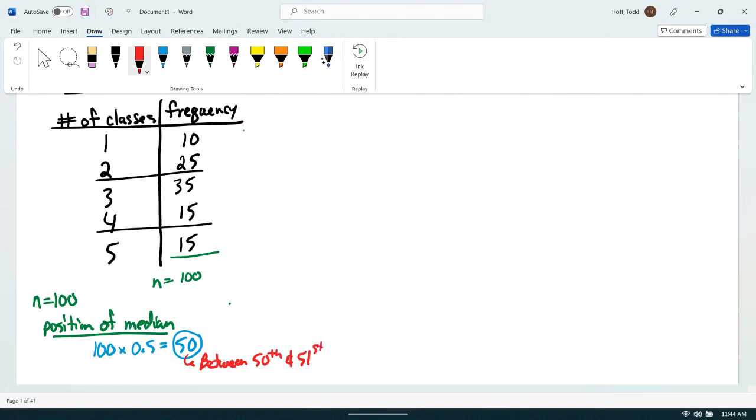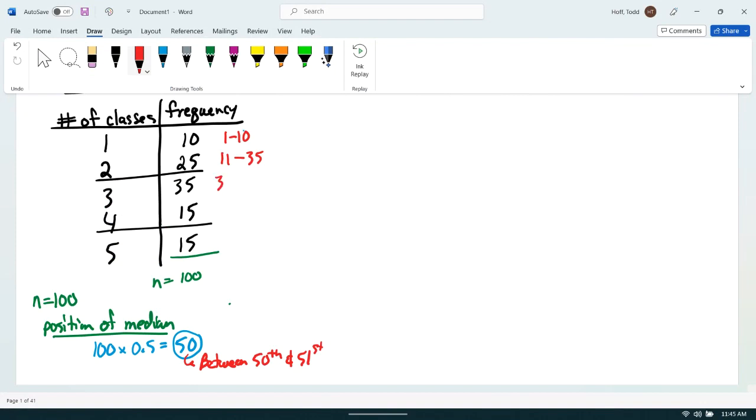So let's look up here. There are 10 ones, so 1 through 10 is right there. There are 25 twos. Well, the first 10 are ones, so that starts at 11 and goes through 35. So the 11th through 35th number, if I were to list these all out, 1, 1, 1, 1, 2, 2, 2, 2, the 11th through 35th numbers would be the twos.